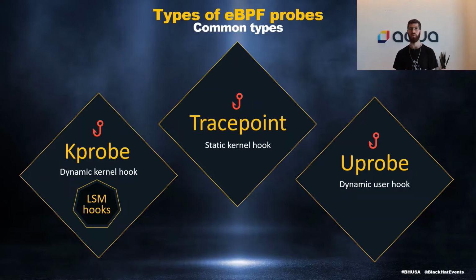We've written LSM hooks and we'll talk about it in a second, but generally, LSM hooks are places in the kernel that are meant to be hooked by K-probes and have security meaning to them. Trace points, on the other hand, are static kernel hooks, meaning that they are placed in static locations that can be used by us. U-probes are very much like K-probes, but they're only in the user space, not the kernel.